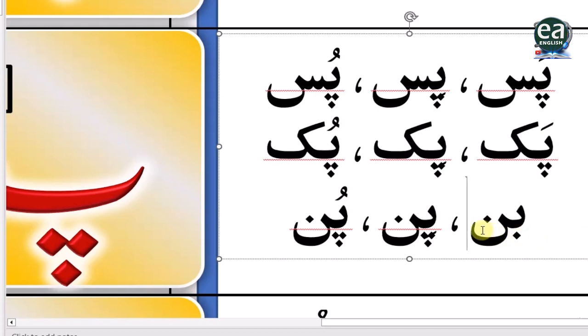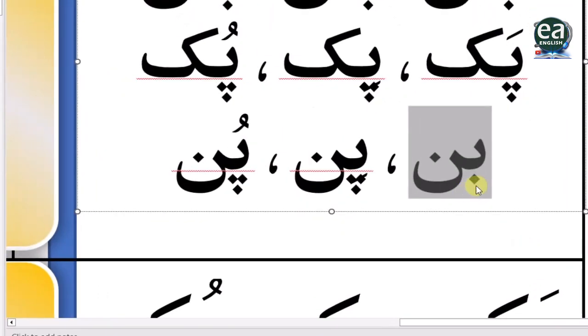I have written in front of you. Can you see my screen? What have I written now? Ban. What is the difference? There is only a single dot under bay. This is called bay noon ban. Now it is pan. Now it is ban.